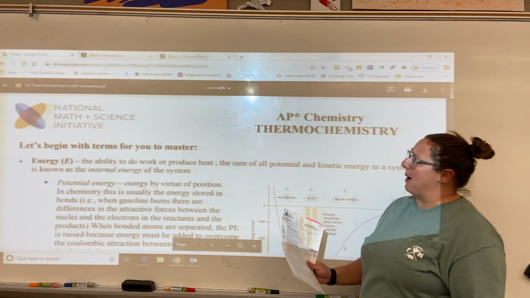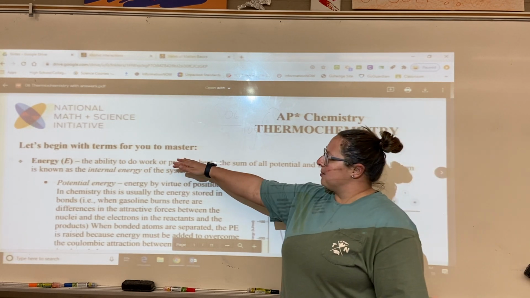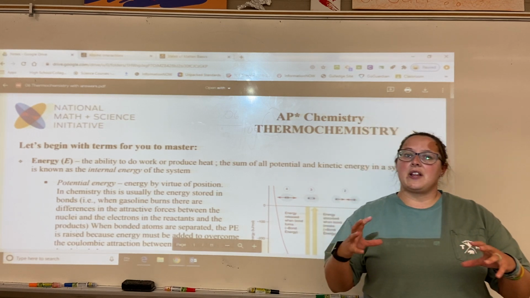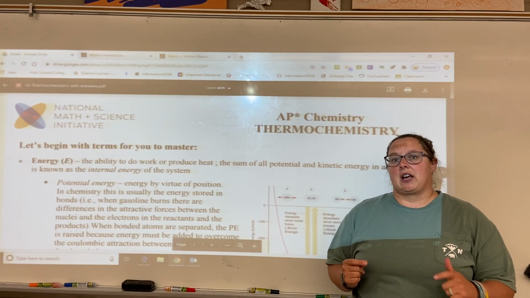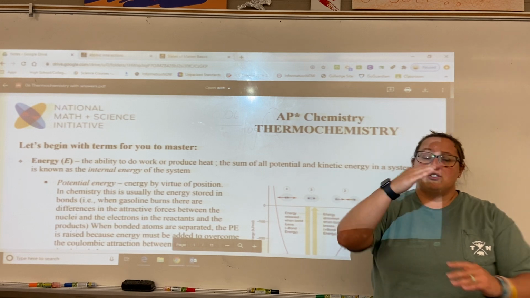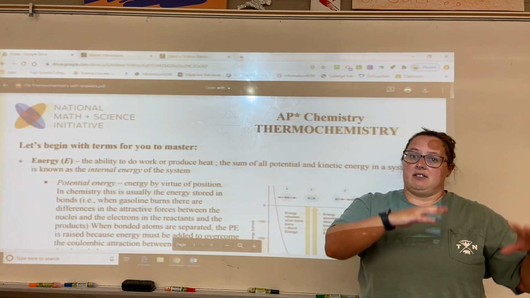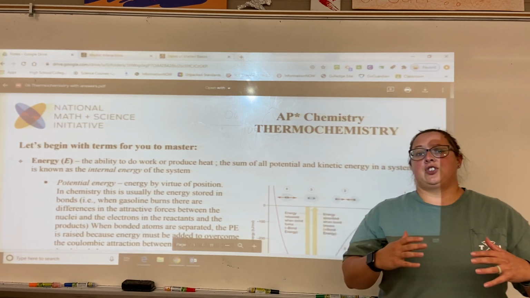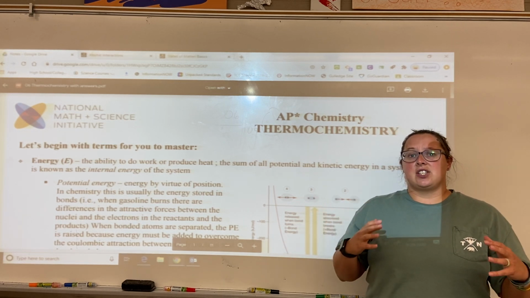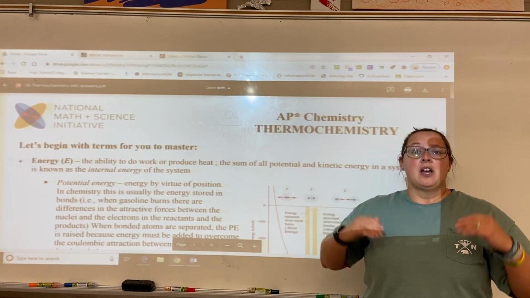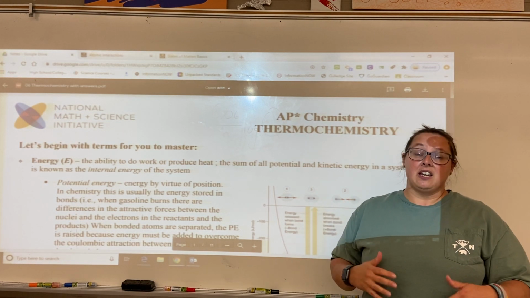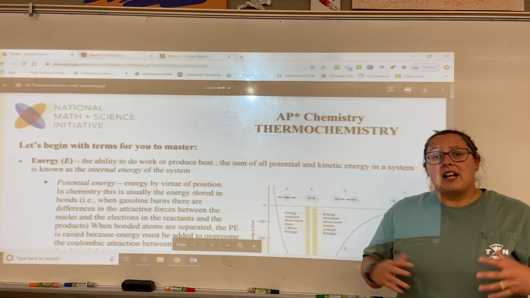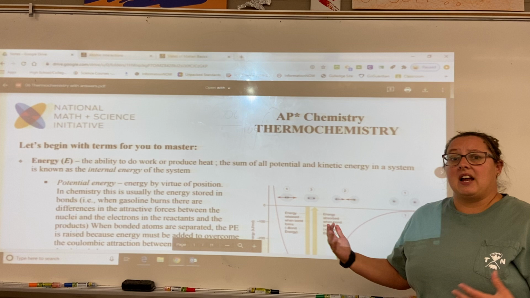So if you'll see on your packet, we have some terms that we have to start with. So this unit is thermochemistry. Let's figure out big picture what we're going to be talking about. Thermal is usually when we have heat, and heat is a form of energy. And so with thermochemistry, we have reactions that can transfer energy in the form of heat, if you want to be more specific, to or from surroundings. And that's what we're going to be talking about a lot in this unit.